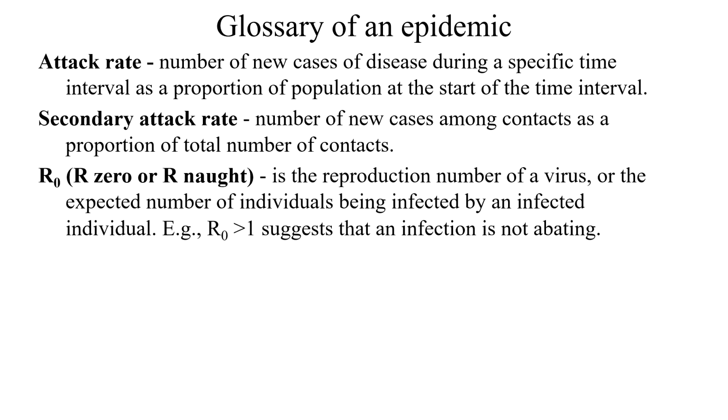R0, it's the reproduction number of a virus, or the expected number of individuals being infected by an infected individual. For example, if R0 is over 1, that means that one individual will infect more than one individual, meaning there will be a progression of the pandemic. The pandemic is not slowing down. What we want to try to do is get that R naught below 1, meaning we're going to have fewer and fewer individuals being infected.